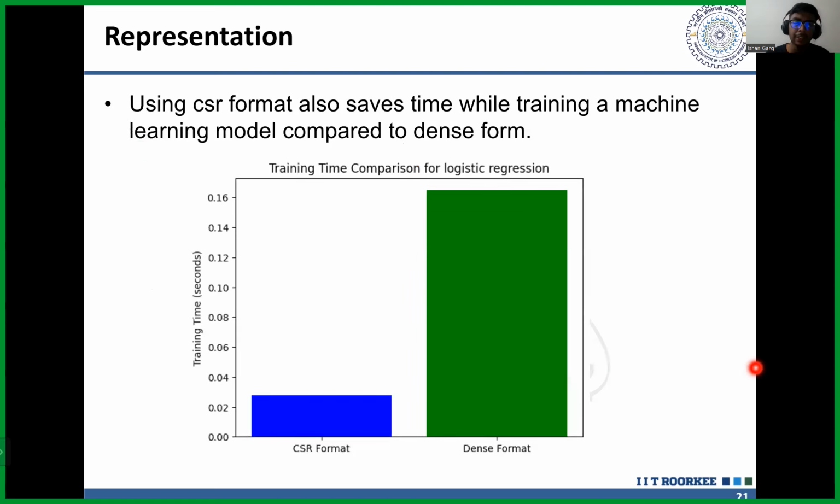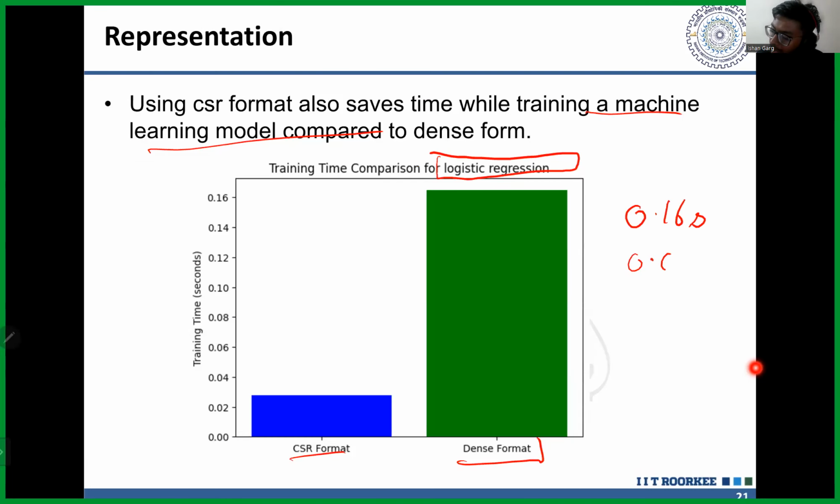Now, do they really save time also? Well, I ran code for training a machine learning model. The model was a logistic regression model, and I compared the time used for CSR format as well as for the dense format. The dense format takes about 0.61 seconds, while the CSR format takes just a little above 0.02 seconds. So it is somewhat around 0.16 upon 0.02, that is 8 times less time. So the CSR format is 8 times faster.